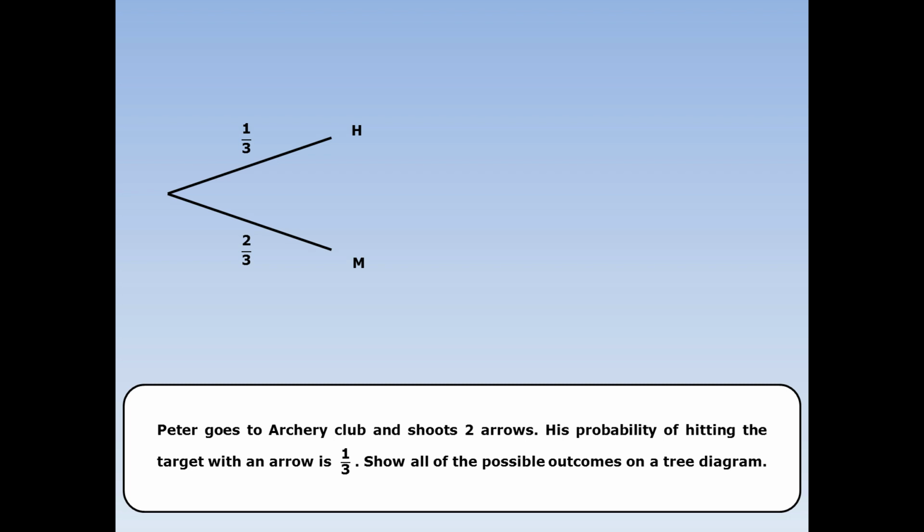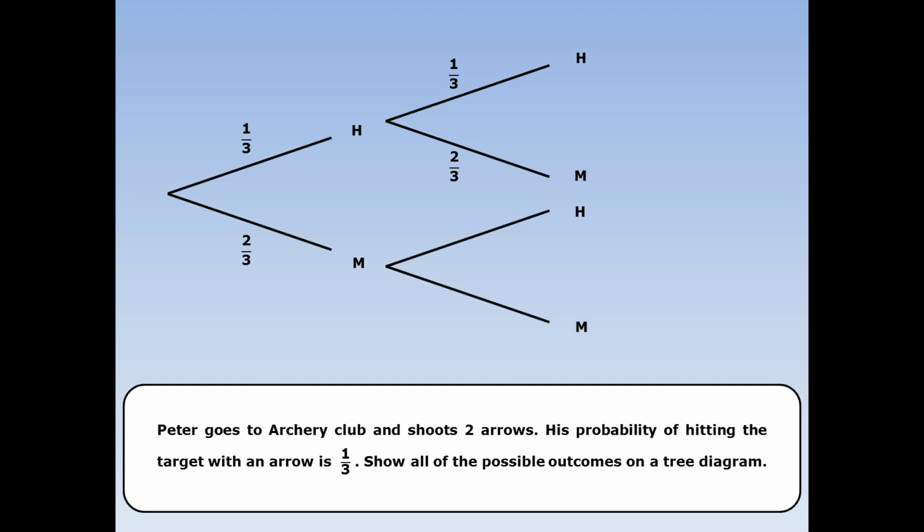Then we draw the second arrow he shoots. If he hit with the first one, with the second one he could get a hit or a miss again. The probabilities are the same: a third for a hit and 2/3 for a miss. If he missed with the first arrow, he could get a hit or a miss with the second arrow, and the probabilities are the same again: a third and 2/3.